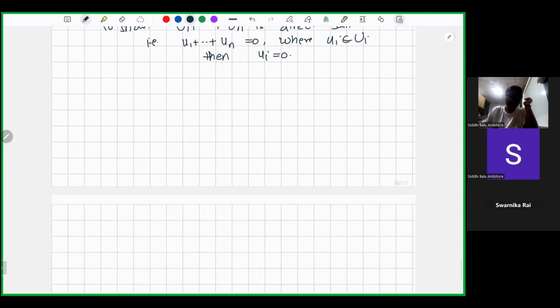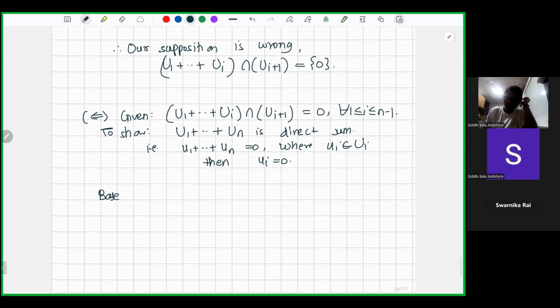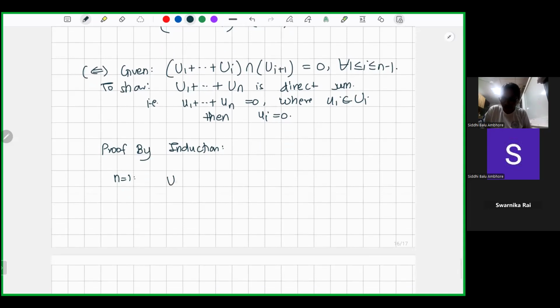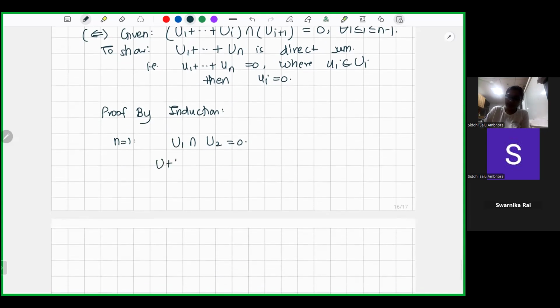So what we will do is we will prove it by induction. So base case n is equal to 1. So proof by induction, n is equal to 1 case. So what we have is u1 plus u2 is 0. Sorry, u1 intersection u2 is 0. And in that case, u1 plus u2 is the direct sum, because that's what we want, something to be a direct sum. This implies u1 plus u2 is a direct sum by definition.